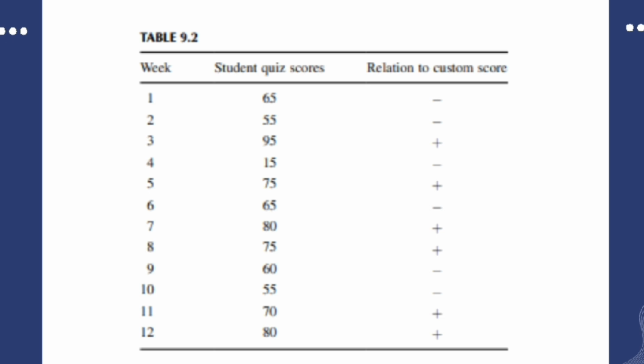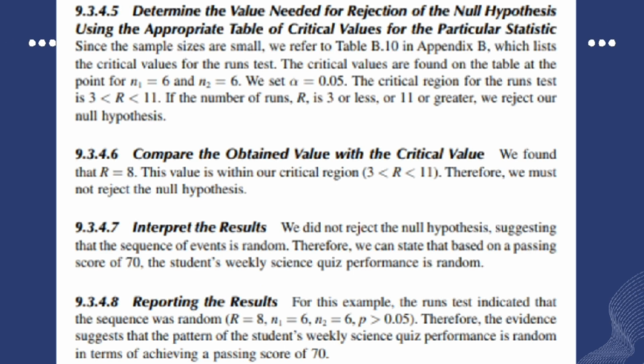So that's why our R is equal to 8. Then next, since our sample size is small, we refer to table B.10 in Appendix B, where we can see the critical values. Since our N1 is 6 and our N2 is 6. These N1 and N2 are based on the positive sign or negative sign.